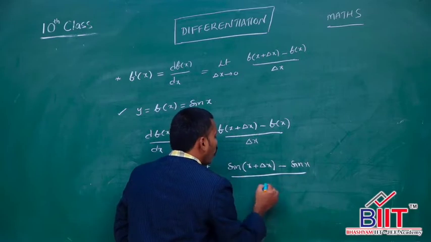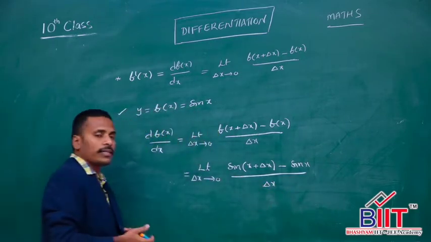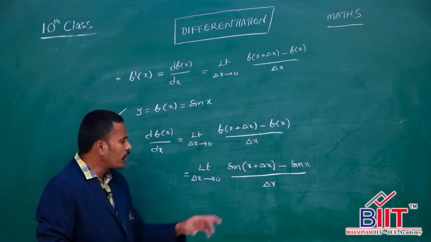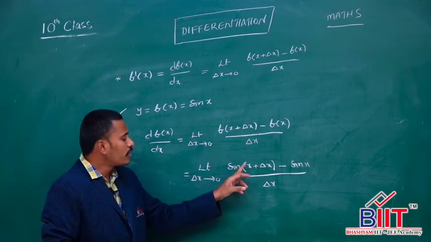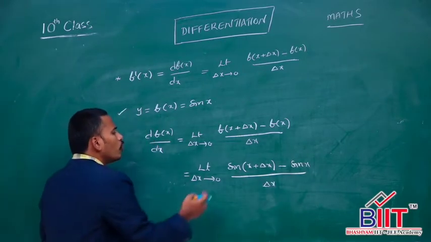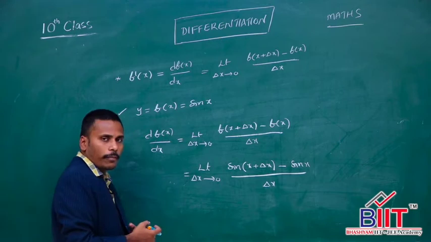Sin x, and the whole thing is divided by delta x. I need to calculate this particular limit value. For that, look at the numerator, sin of (x plus delta x) minus sin x. So, use the sin c minus sin d formula.